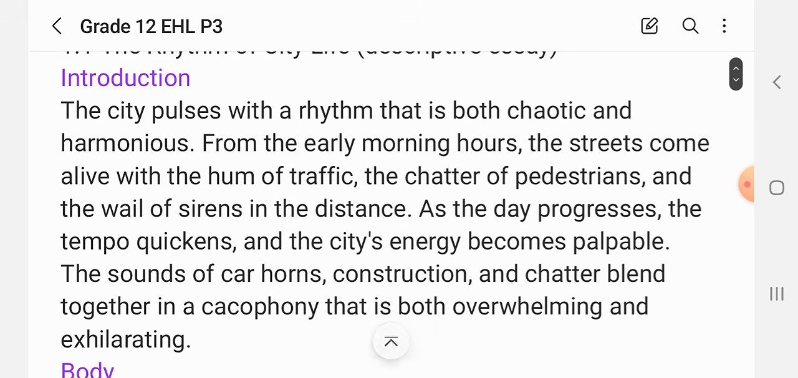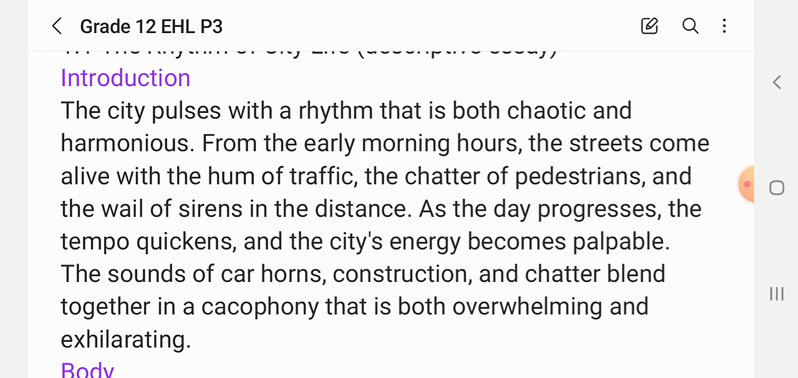That is the introduction. The city pulses with a rhythm that is both chaotic and harmonious. From the early morning hours, the streets come alive with the hum of traffic, the chatter of pedestrians, and the wail of sirens in the distance. You see, so the introduction has to capture the attention of the reader. So already I know you're talking about the city, okay, the streets, the traffic, the pedestrians, you know. So that's what this essay is all about.